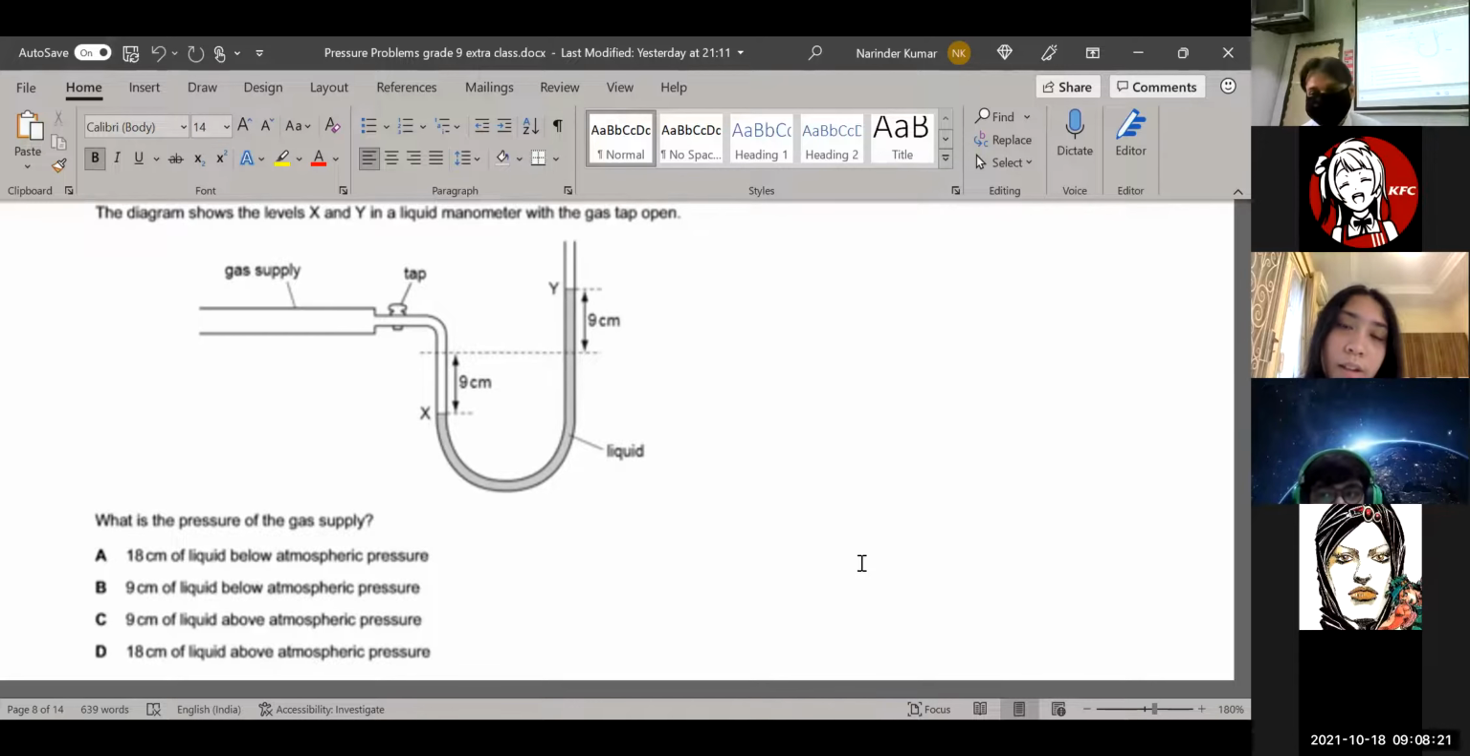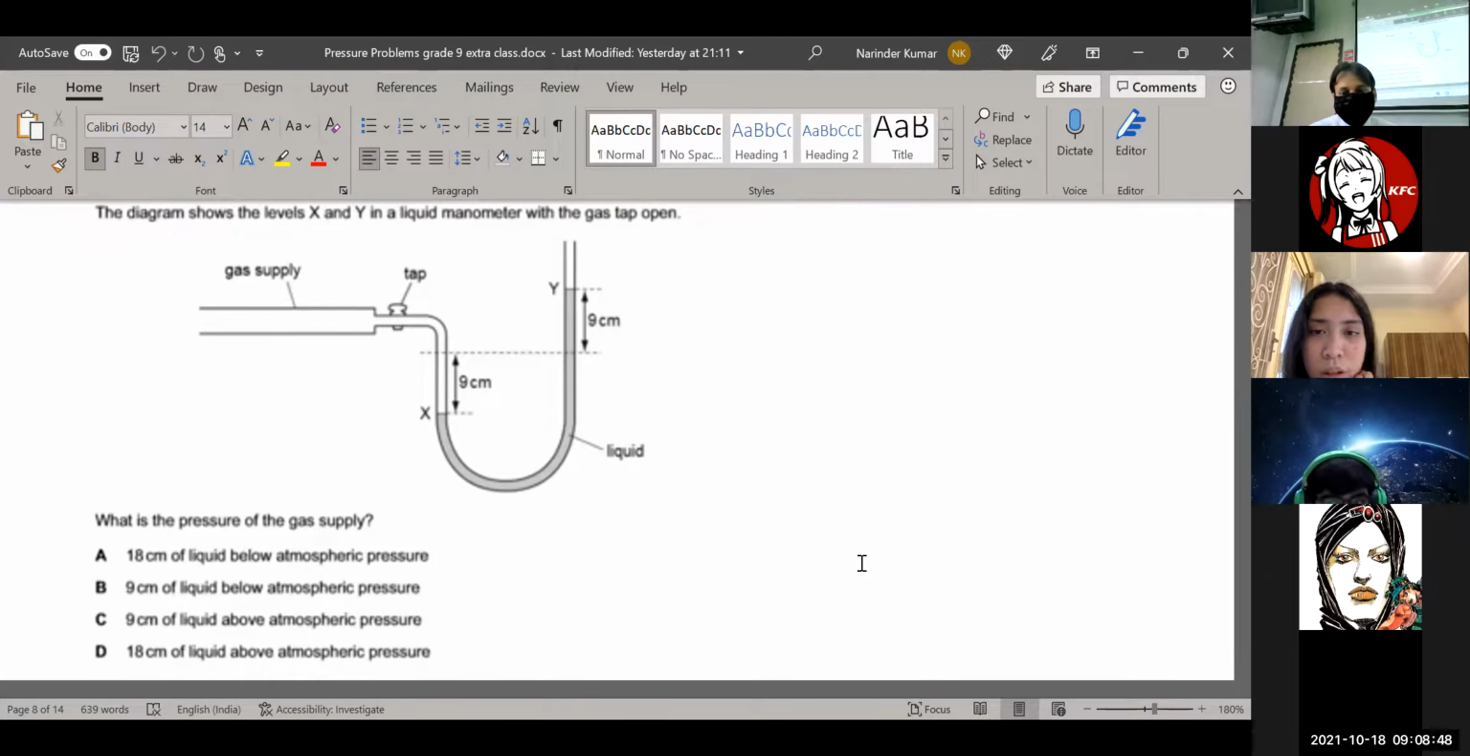A or D? I think it's A because on the right hand side it's much higher, which shows much greater atmospheric pressure, which means that gas pressure is lower. So it's below, I think. Children, you think about this. Option A or D? I think it's above atmospheric pressure. I think it's D.